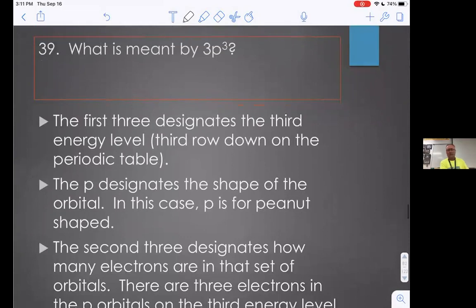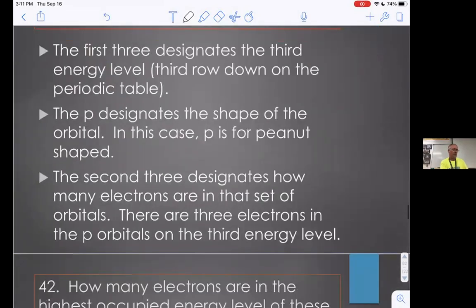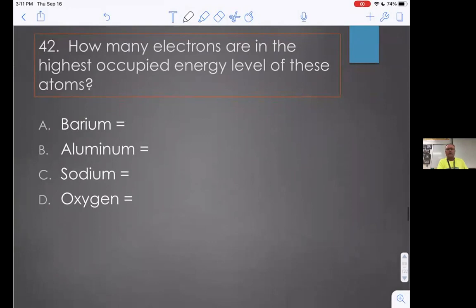Yeah, and this is kind of the same question, just written out in sentence form. So here, how many electrons are in the highest occupied energy level of these atoms? So you would go find barium. Barium is in the 6s. And so if it's in the 6s, it would have 2 electrons in its outermost. Its outermost is the last one you assign, the 6s.